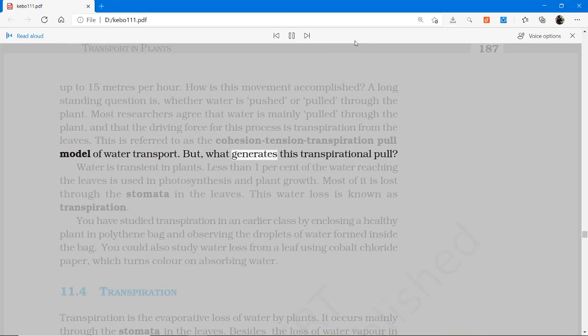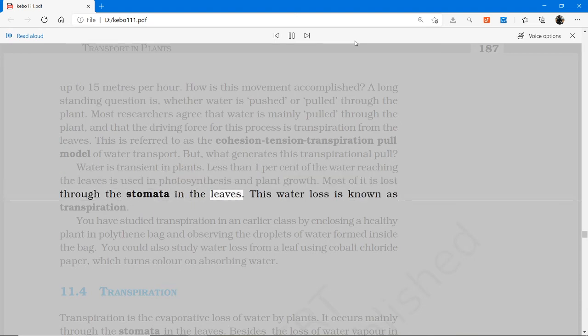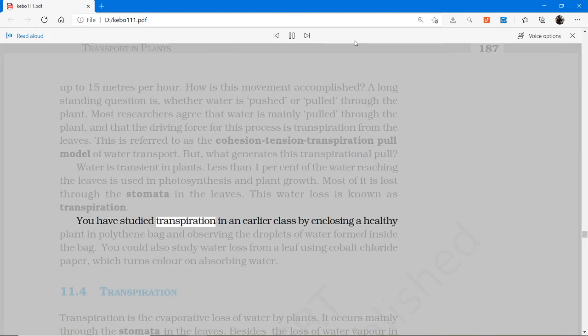But what generates this transpirational pull? Water is transient in plants. Less than 1% of the water reaching the leaves is used in photosynthesis and plant growth. Most of it is lost through the stomata in the leaves. This water loss is known as transpiration. You have studied transpiration in an earlier class by enclosing a healthy plant in a polythene bag and observing the droplets of water formed inside the bag. You could also study water loss from a leaf using cobalt chloride paper, which turns color on absorbing water.